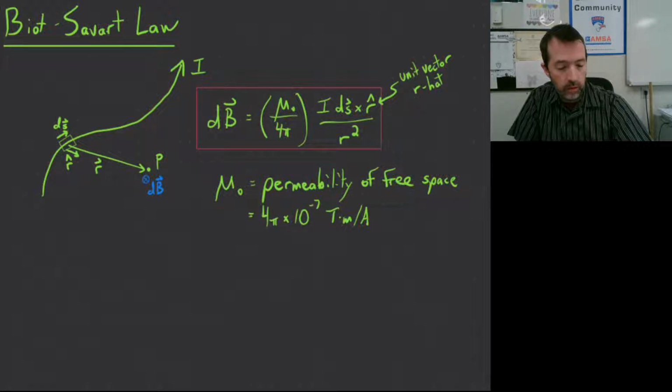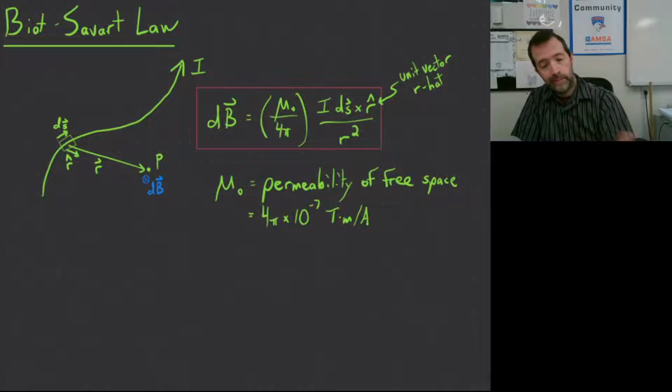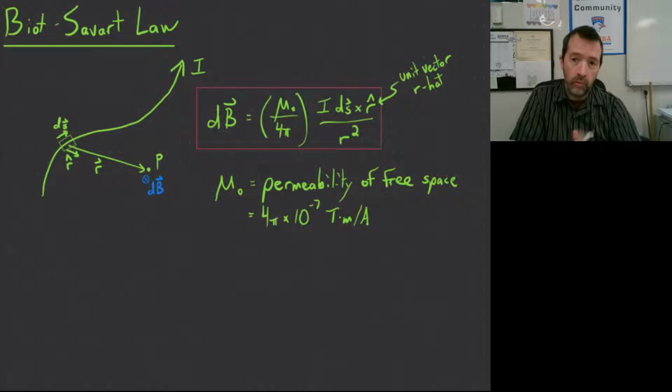If I were to test a point P that's over on the other side of the wire, like over here, then I would be getting results that come out of the screen for the cross product instead. But as long as I'm on the same side of the wire, every piece of the current is going to give me the same direction.